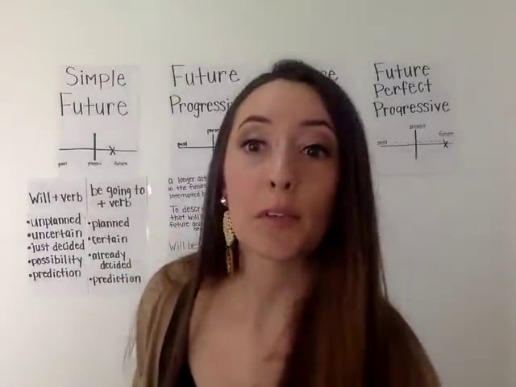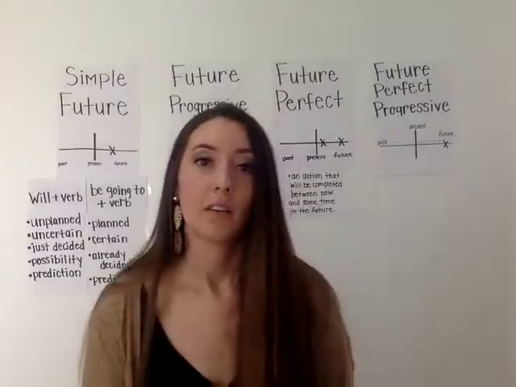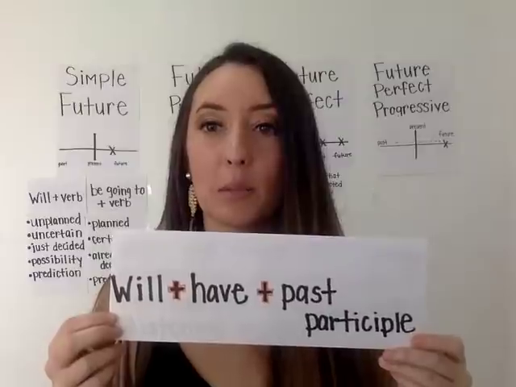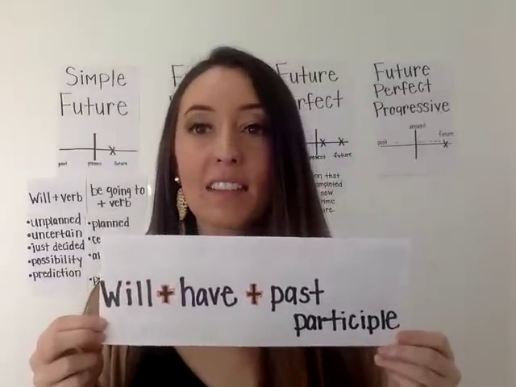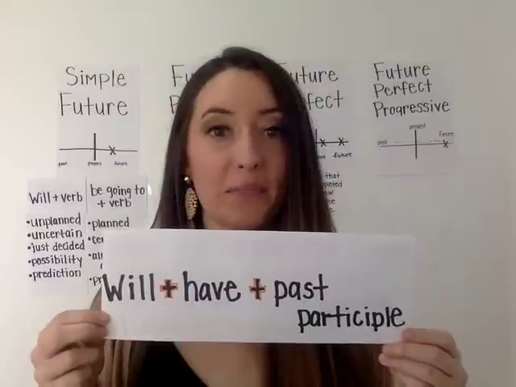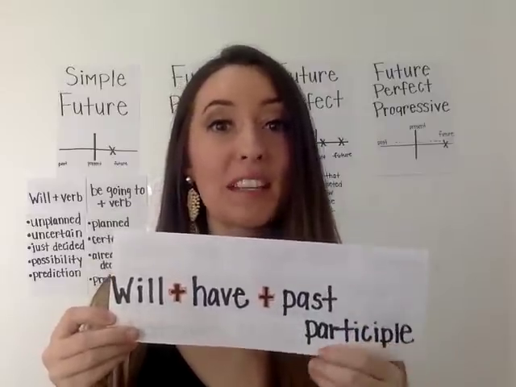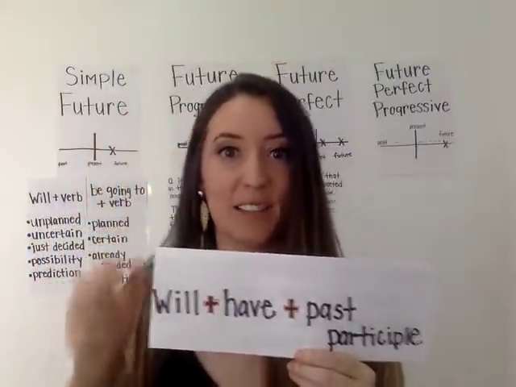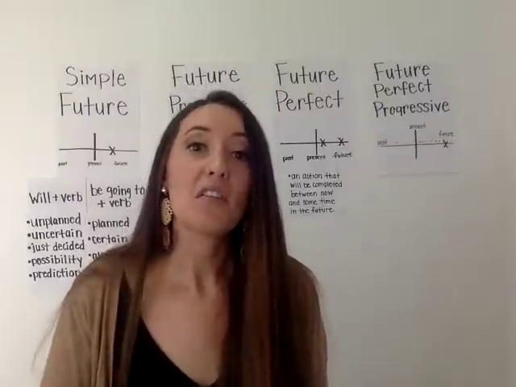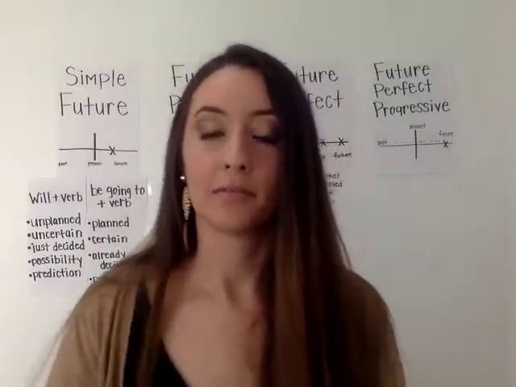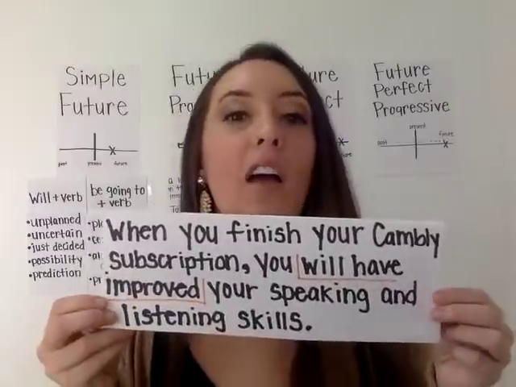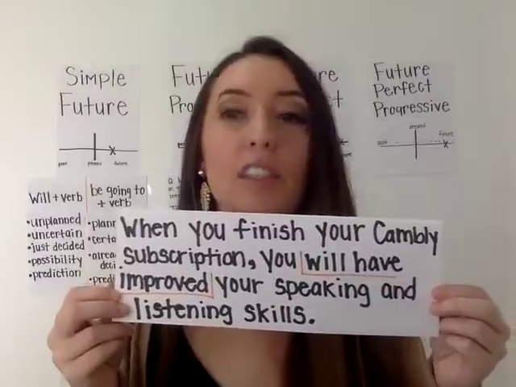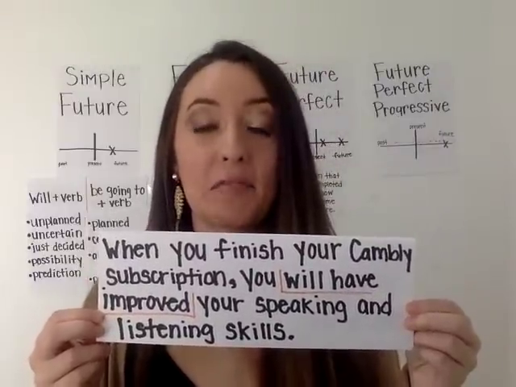How do we make a future perfect sentence? We use will have plus the past participle. Will have plus the past participle, okay? Remember, past participles, some of them are regular, some of them are irregular. So it's something that you have to study and memorize, past participles. For example, when you finish your Cambly subscription, you will have improved your speaking and listening skills, okay?